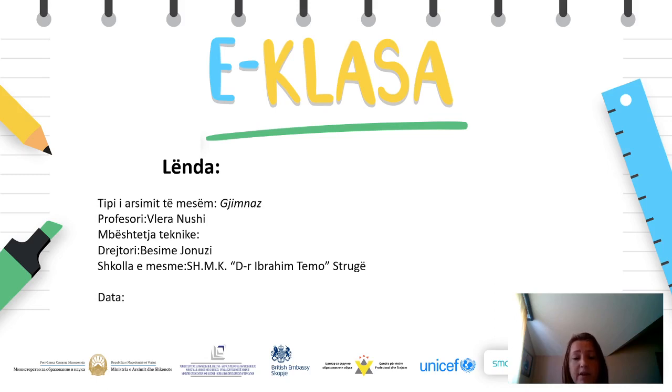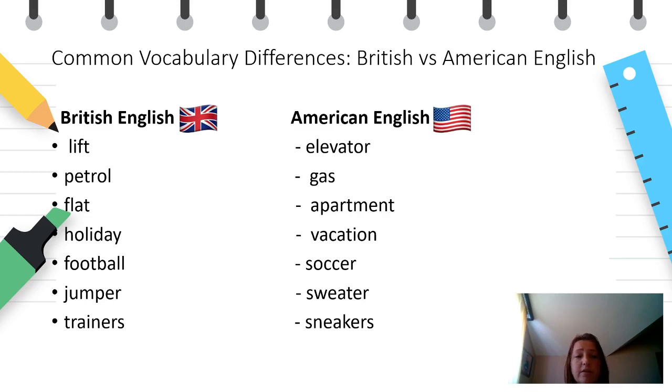Here are some examples of different vocabulary between British and American English. Let's get started. The first word is lift, a British word, and the equivalent for this word is elevator in American English.